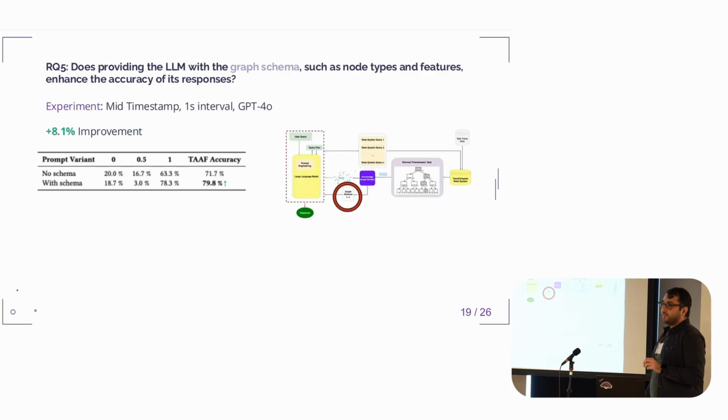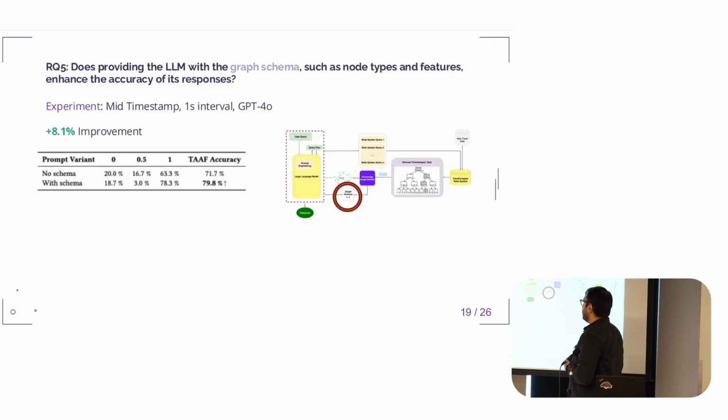These 4 research questions basically measured how TAAF performs across different questions and different settings. From now on, we have 3 research questions that focus on specific factors in TAAF. And one thing that we had in our architecture was that when we wanted to pass the knowledge graph to a large language model, we also passed the graph schema to it, which basically explains node types and features.